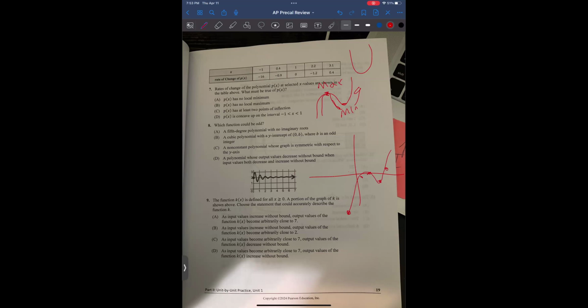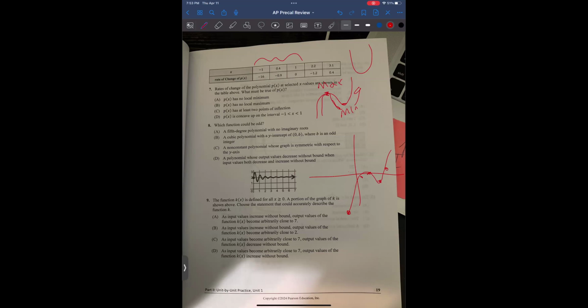We can agree? Yes. So, as Frank was saying, we will do the process of elimination. I'm going to start with D first. D says that it is concave up on the interval between -1 and 1. So between -1 and 1, my y values are -16, -0.9, and 0.